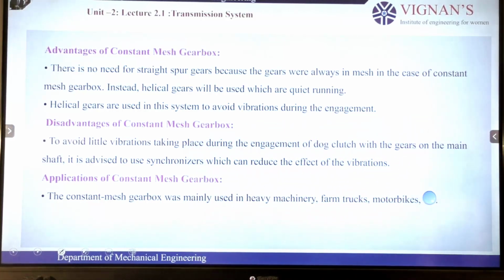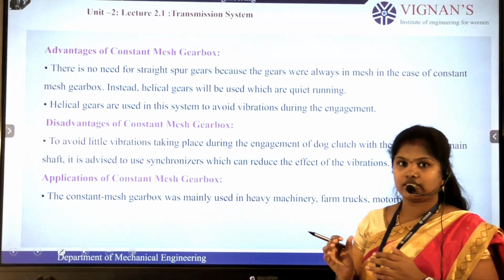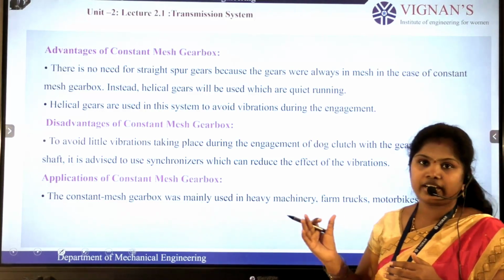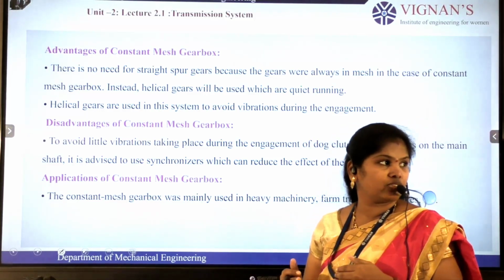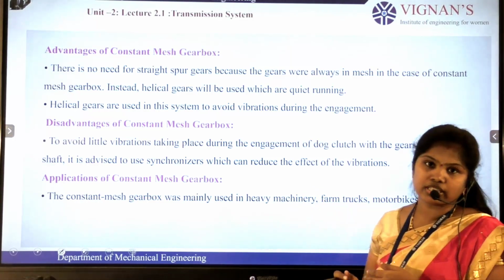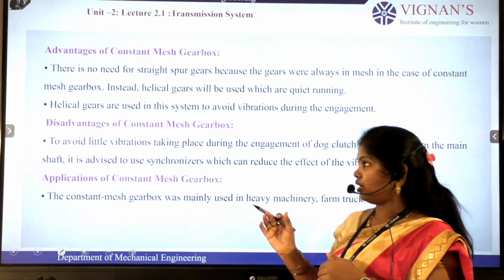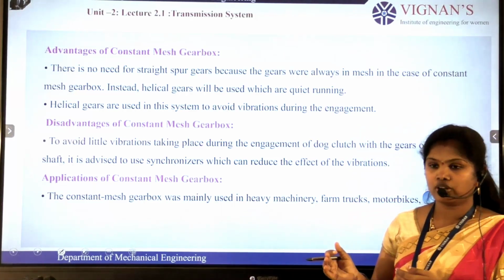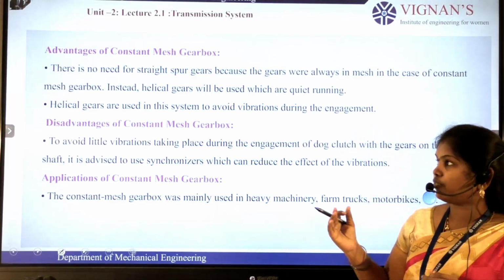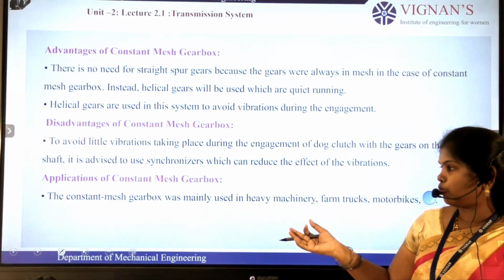For the constant mesh gearbox, here also we have some dog clutch. The dog clutch will move left side and right side. Here we get some noise, so the mechanical efficiency also decreases. The efficiency is more when compared to the sliding mesh gearbox. But when compared to the synchro mesh gearbox, the efficiency of the constant mesh gearbox is less.